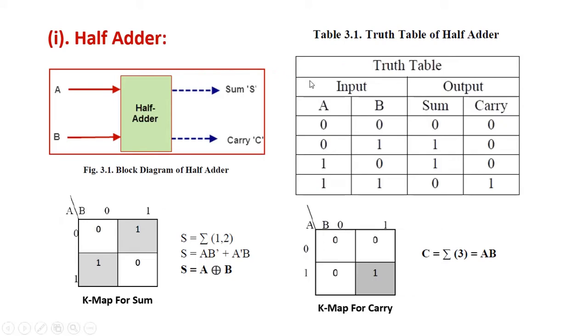Now half adder circuit we know we give two inputs A and B, and we get output sum and carry. So we can form the truth table like this: AB and two outputs sum and carry. 0 0 will give sum 0 carry 0, 0 1 sum 1 carry 0, 1 0 sum 1 carry 0, and 1 1 sum 0 carry 1. So using K-map we can simplify expressions for sum and carry. Sum is given by XORing of A and B, while carry can be given by A dot B.